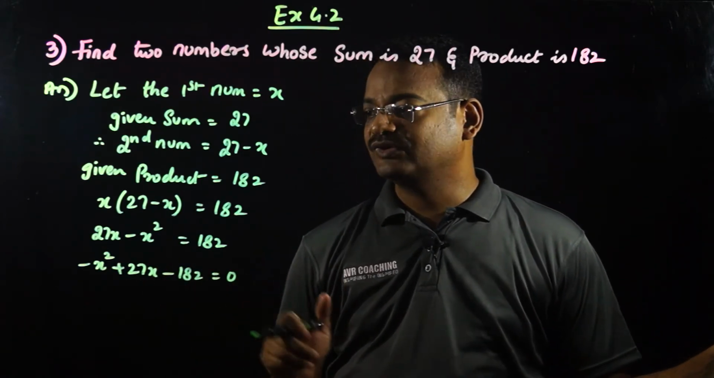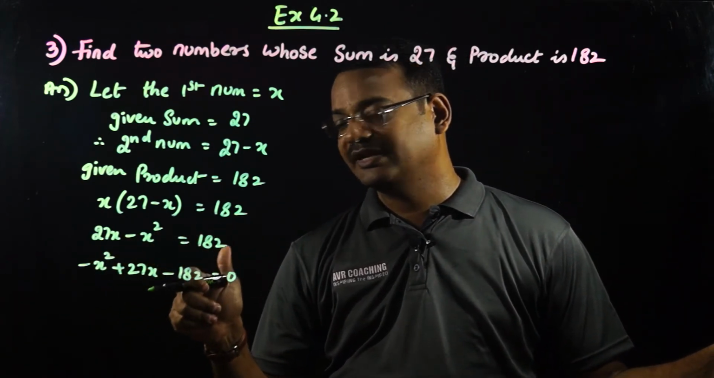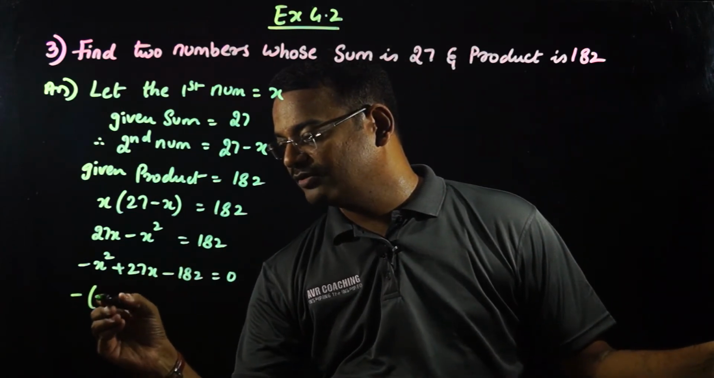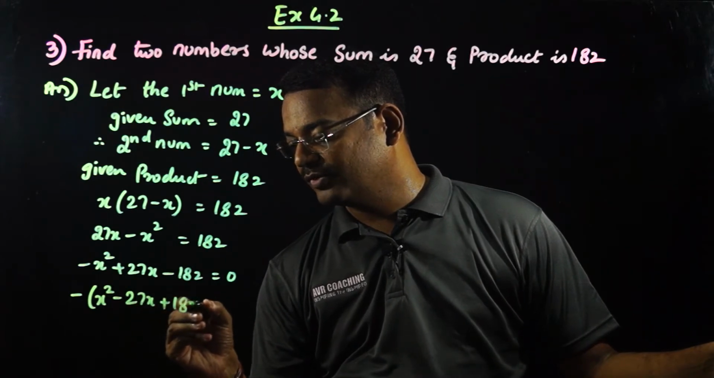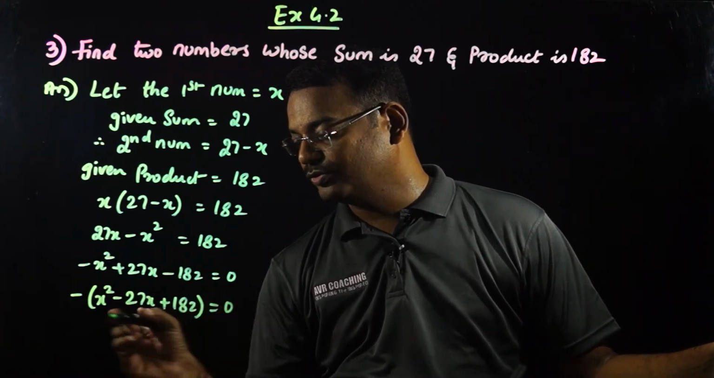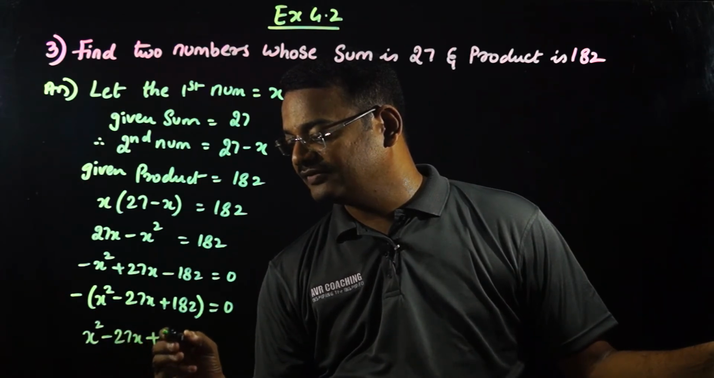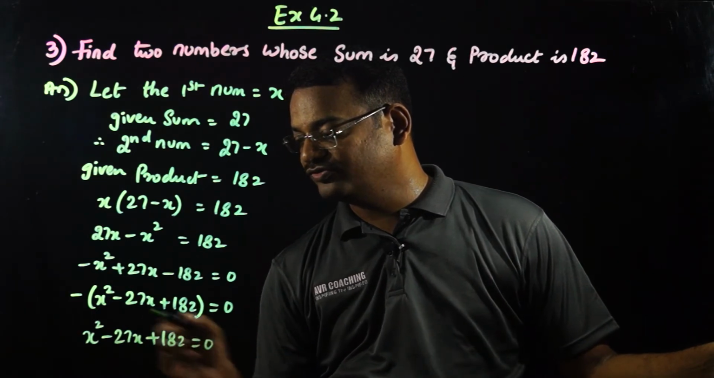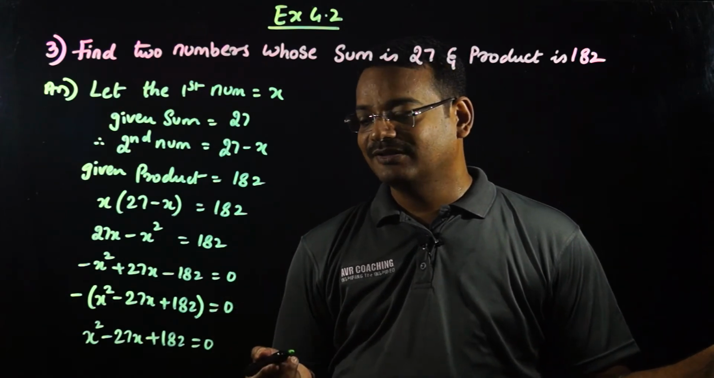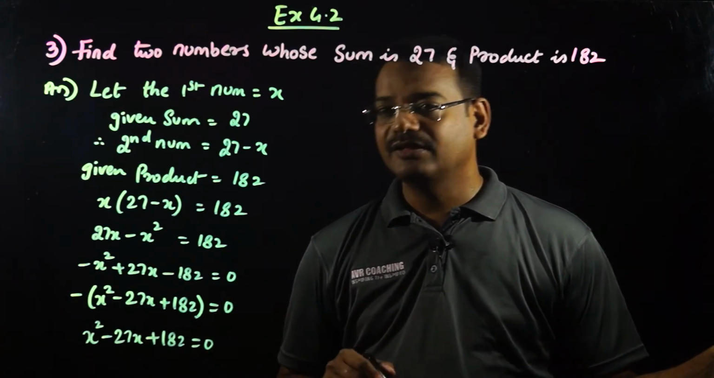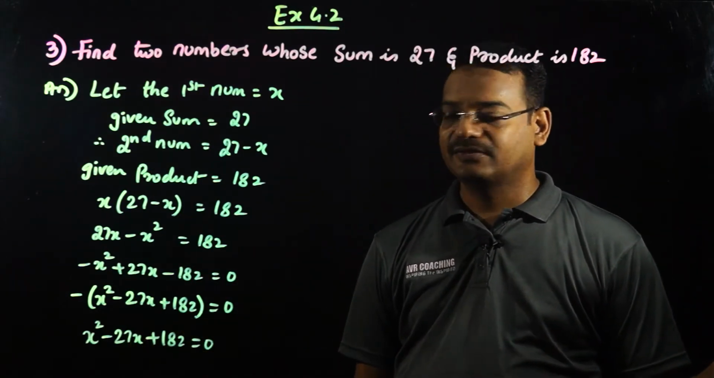In a quadratic equation it's a thumb rule that the x square term will not have the negative sign. So we'll take minus common and write x square minus 27x plus 182 equal to 0. The equation will be x square minus 27x plus 182 equal to 0. Now where this minus sign goes, it will come to here, so 0 will not have any sign, and by default it will be plus. Now the quadratic equation is x square minus 27x plus 182.